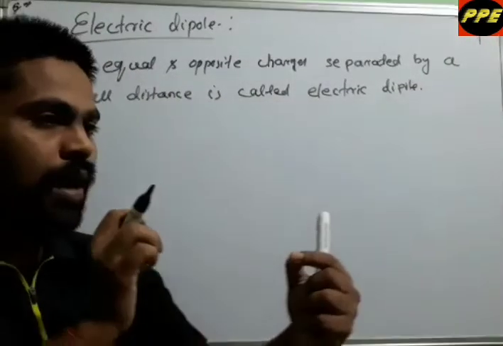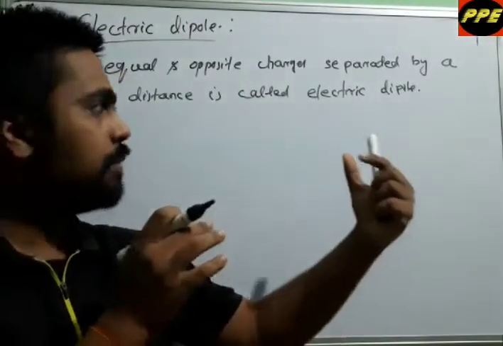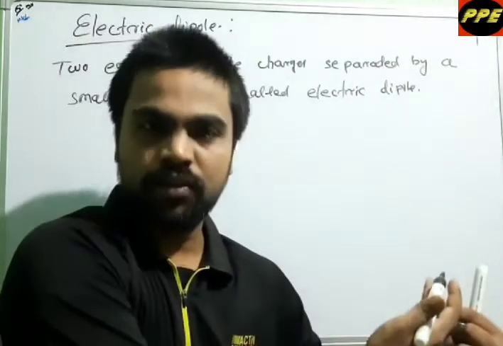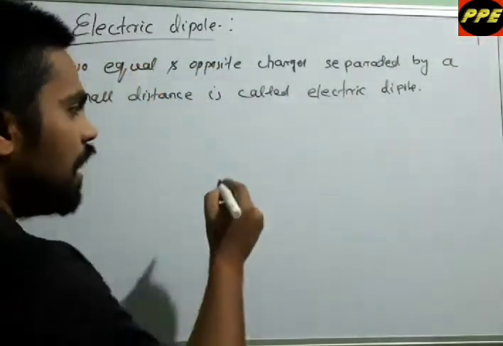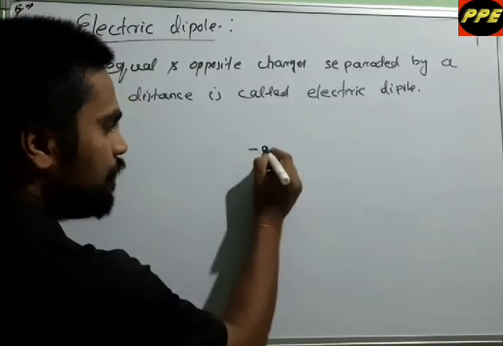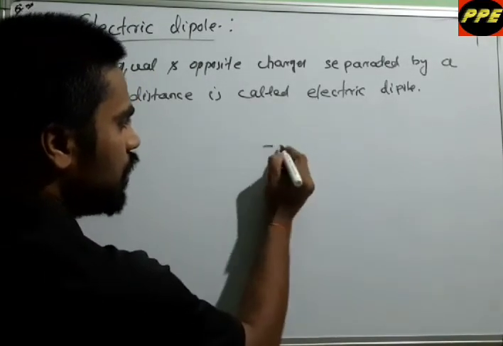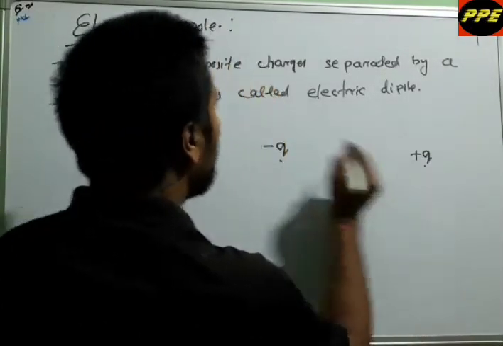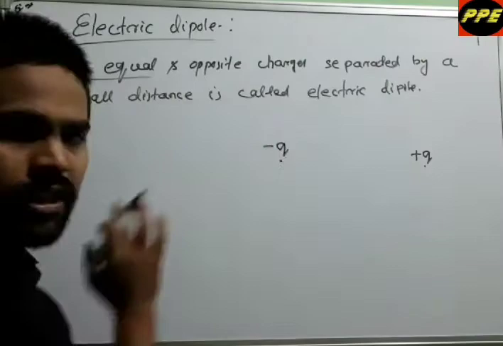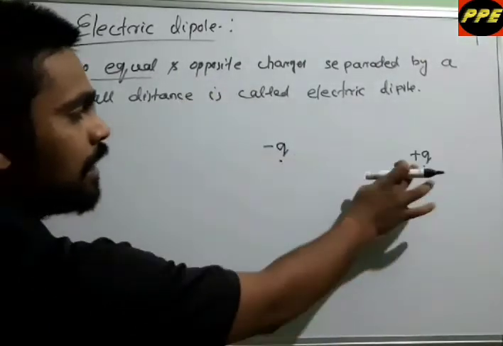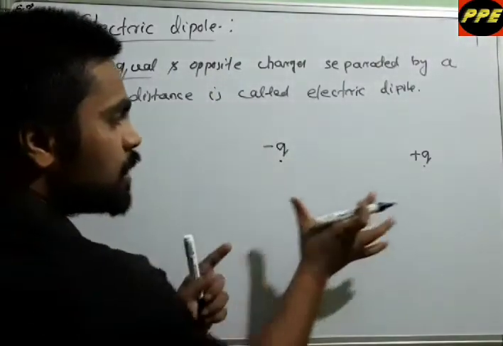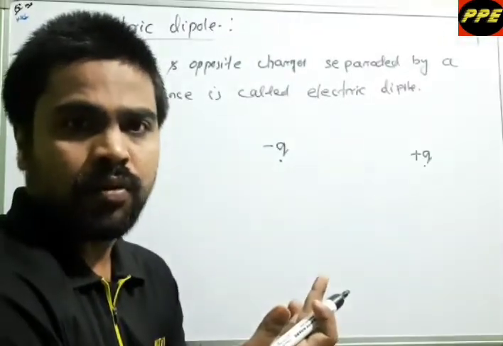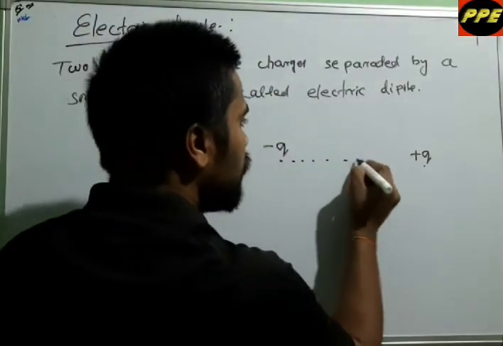That means the charges are equal, but the charges are opposite. If one is plus q charge, the other is minus q. I'm taking one charge as minus q, and the plus q charge here. Equal means q is equal, and opposite means one is minus and the other is plus, and they are separated by a small distance. That distance is very small, like a micrometer or a nanometer. So the separation distance is very small.